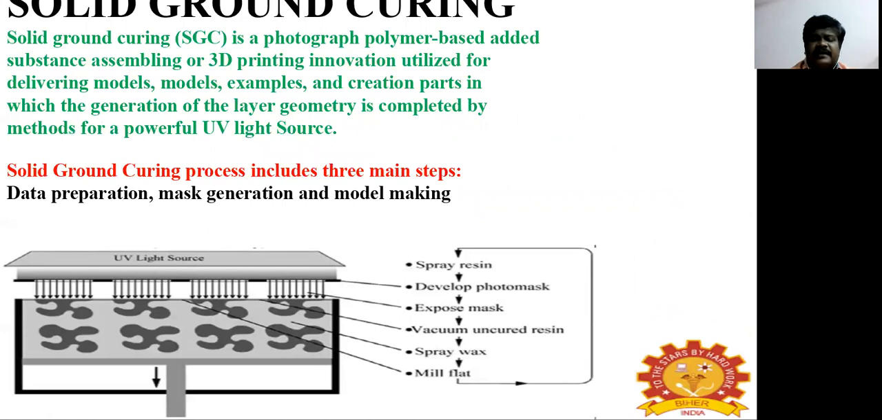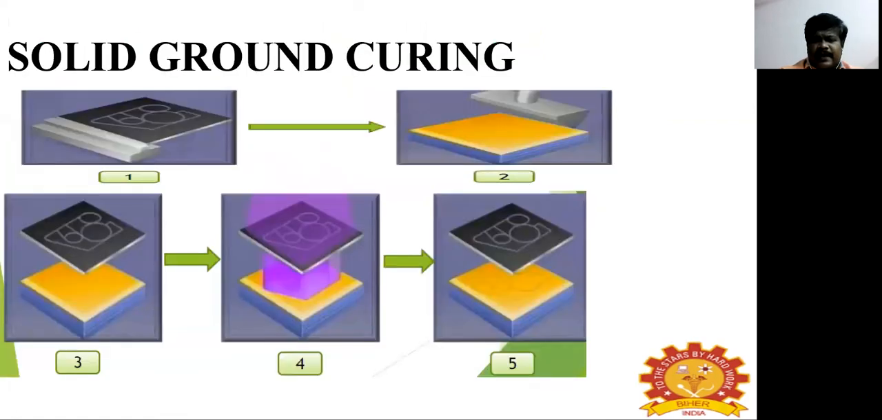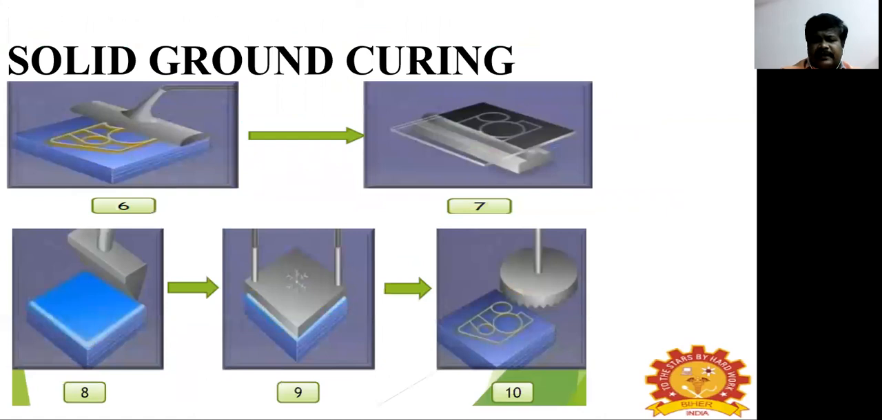Now we go for solid ground curing. In solid ground curing, the polymer based additive process is used for delivering models. You can see that solid ground curing has only 3 steps: data preparation, mask generation, and model making. Spray resin, develop photomask, expose mask, vacuum uncured resin, spray wax and mill flat. This is the process of solid ground curing. So there are 10 steps.